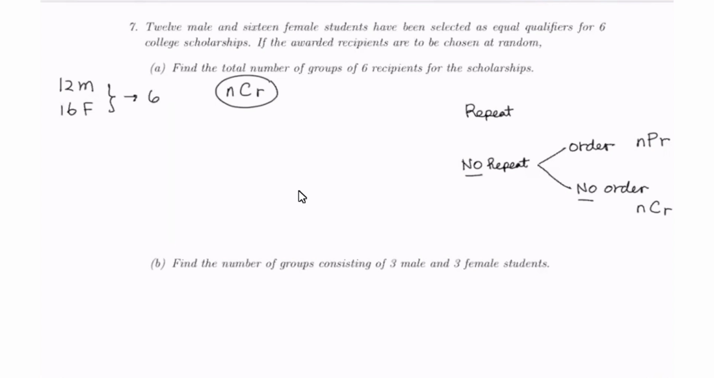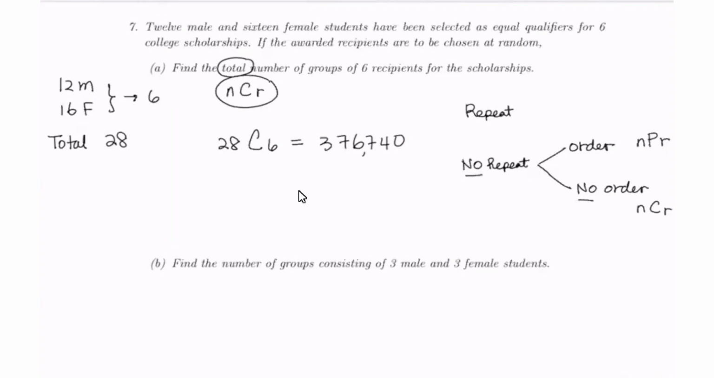So the total number, this is the important part. What's the total? There are a total of 28. Agree? Whether we choose all 6 female, or 6 male, or a combination of male and female, it doesn't really matter. It's 28 total, and we choose 6. That's the total number of 6 recipients. So you have your calculator, 28 combination 6. It's a large number: 376,740.